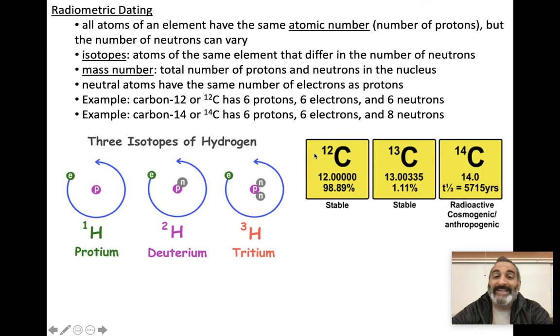Carbon 12, the mass is 12. Carbon 13, the mass is 13. Carbon 14, the mass is 14. Let's compare carbon 12 and carbon 14. They both have 6 protons. That's their atomic number. Carbon 12, what's 12 minus 6? 12 minus 6 is 6 neutrons. 14 minus 6 is 8 neutrons. Electrons are always the same as protons for these neutral atoms that we will be discussing. Okay?